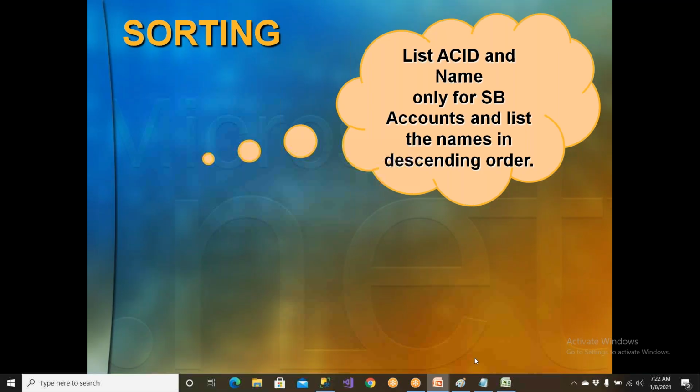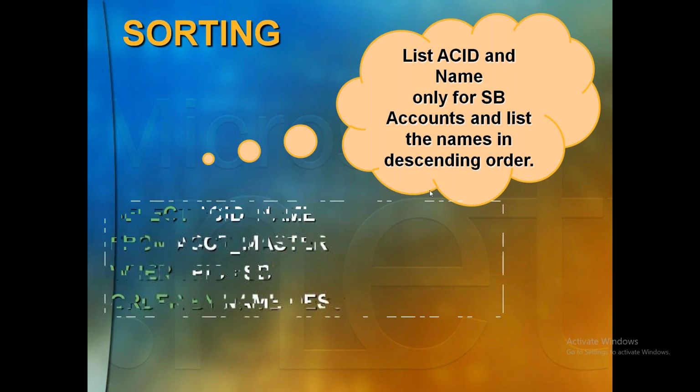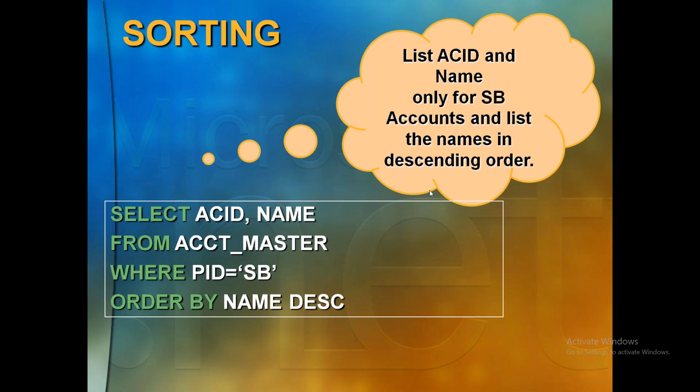So that is the question they asked: list the account ID and name only for savings bank accounts and list the names in descending order. This is the query you must know how to write. You have to write select, from, where, order by in the same sequence. You cannot go first from, next where. It is not going to work. You have to follow the same order: select, from, where, order by. You can give any column name, it doesn't matter.